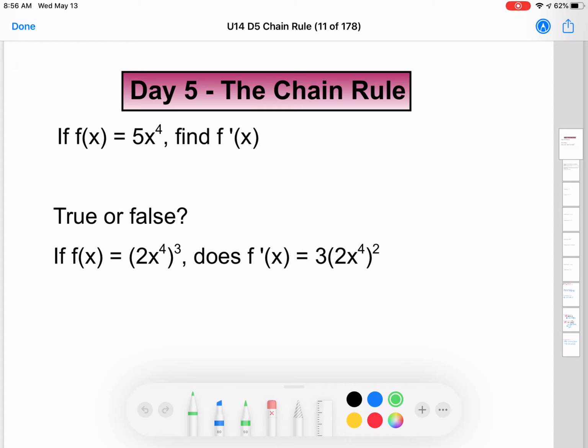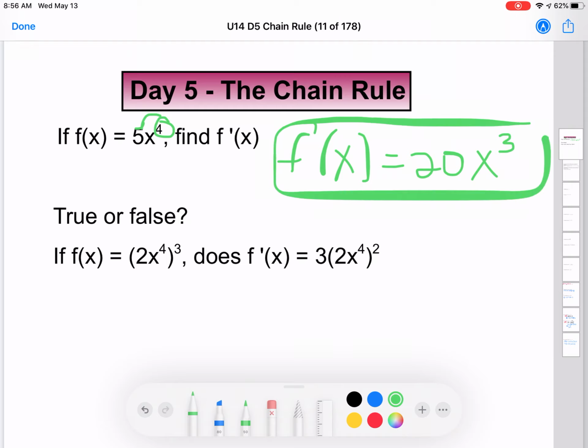Let's just start out with a reminder from yesterday or the other day, all the days. If f of x is 5x to the fourth, find the derivative. So we'll just use the power rule, right? 4 times 5 is 20, and decrease the power by 1. Okay, so there's my derivative.